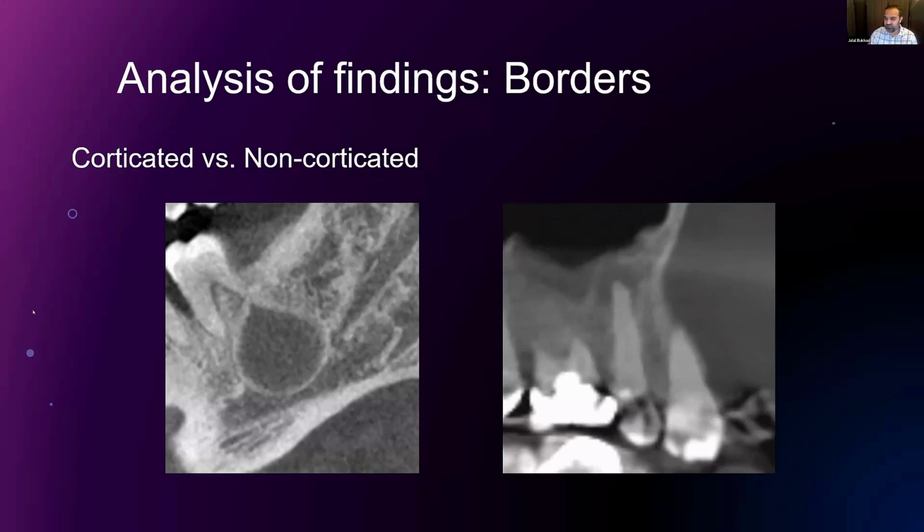The appearance of this pathology is significantly enhanced by this cortical border. Now, when we compare it to the image on the right side, we can see that there is a well-defined low-density area surrounding the apex of this premolar. But comparing it to the other side, we see that there is no well-defined cortex. So this is an example of a non-corticated pathology compared to a corticated pathology.